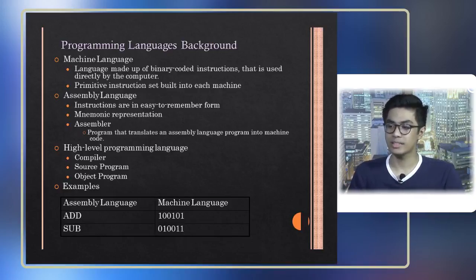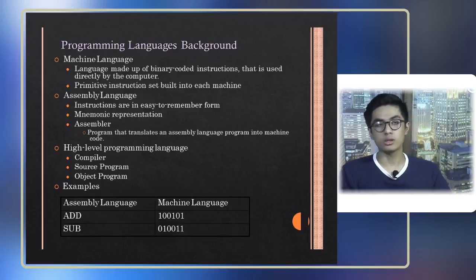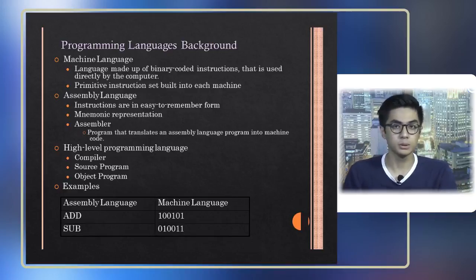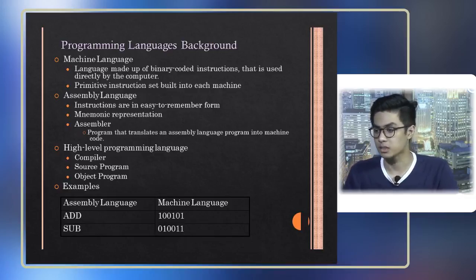So the next one is assembly language. In assembly language, instructions are easy to remember and form. It is an assembler, which means a program that translates an assembly language program into machine code. So the assembler is what talks to the computer itself in order to translate your code into machine code for it to be binary numbers.